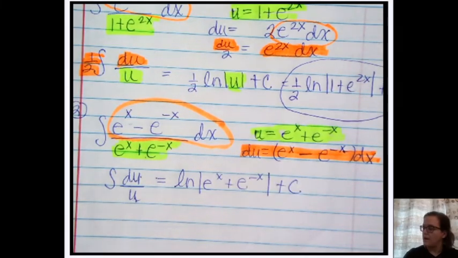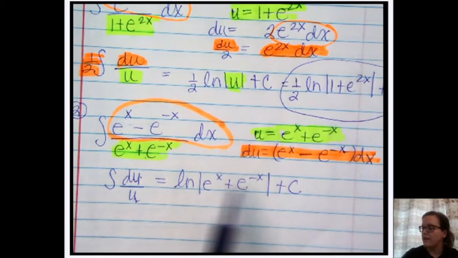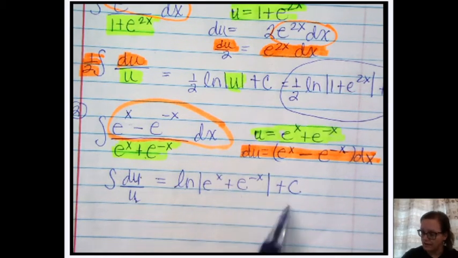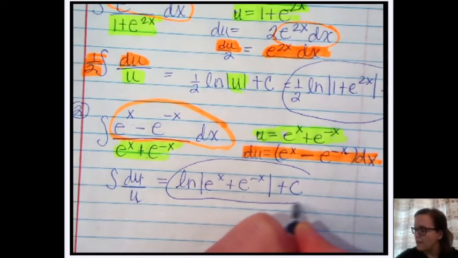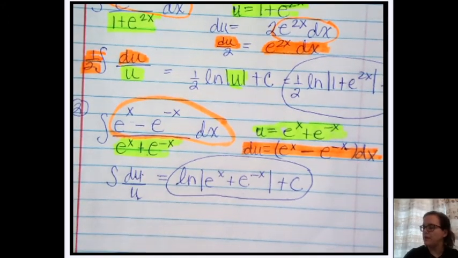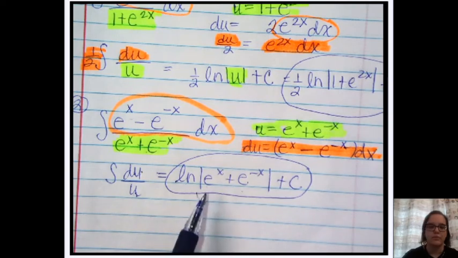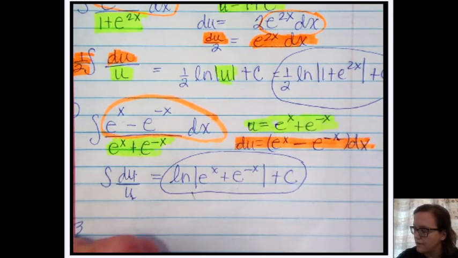Okay. And I apologize, I just skipped ahead. And that should be natural log of u plus c, and then we plug in for u. Okay. So there is example 2. Now, is there another way to write that? Possibly. Okay, but for now, that's perfectly fine to write it.